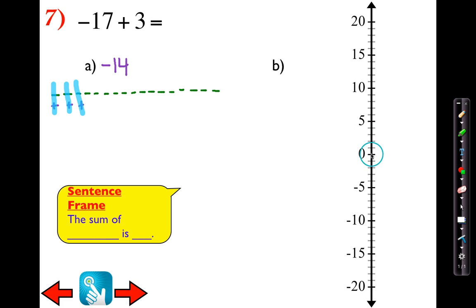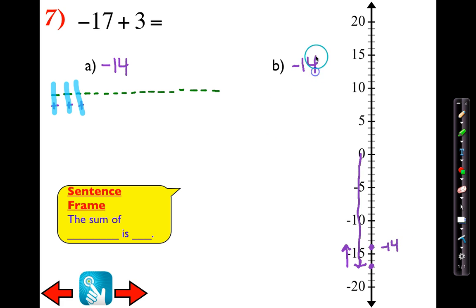Once again, starting at the origin, you're going to first go to negative 17. So we're going to draw our line all the way to negative 17. This is where we're at. Now we're going to add. Add means I'm going to go forward, but in this case I'm going to move up. Since there's no negatives, I can continue to move up 3 spots. So 1, 2, 3, which leaves me right here, which I would call a negative 14.